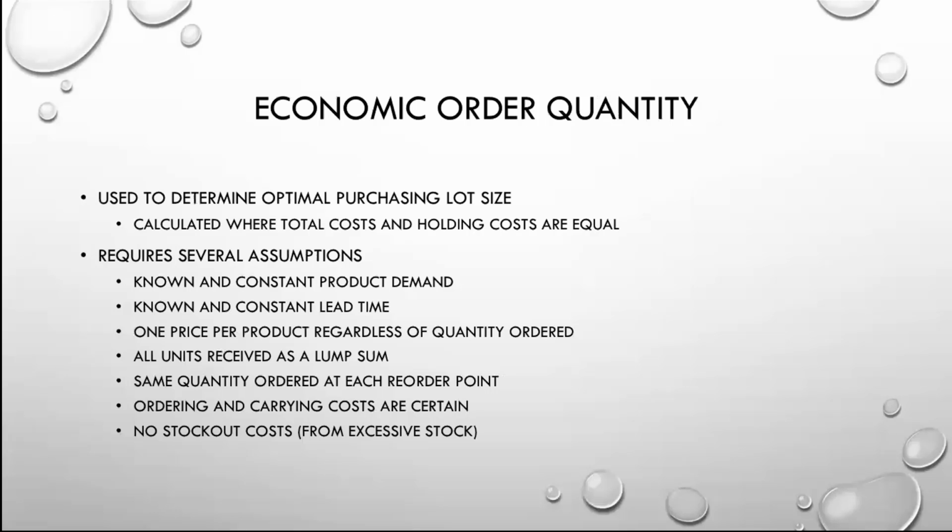So it says here, it's used to determine optimal purchasing lot size. Basically what the EOQ does, it's the point on your annual costs and holding costs graphs, and you'll be seeing that in a minute, where the total costs and holding costs are equal. That is the point where it's the optimum order quantity.